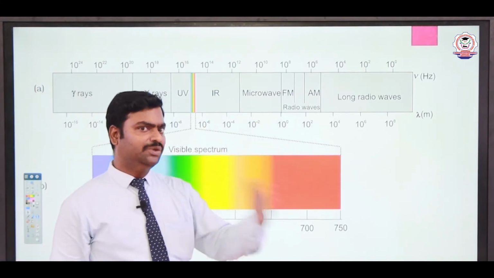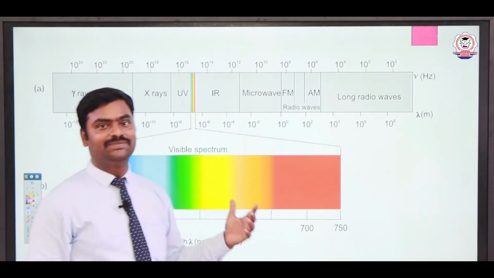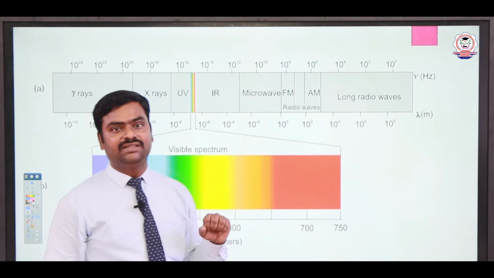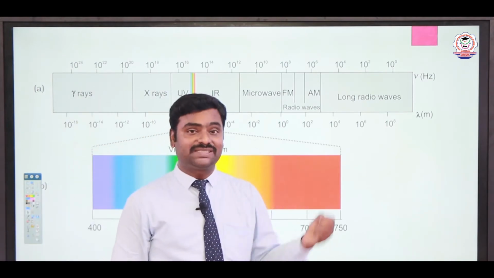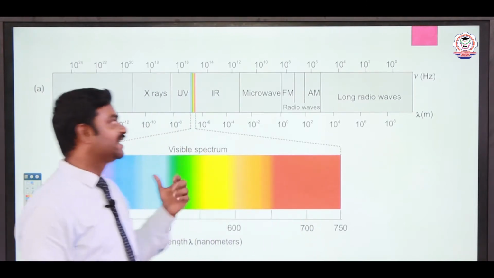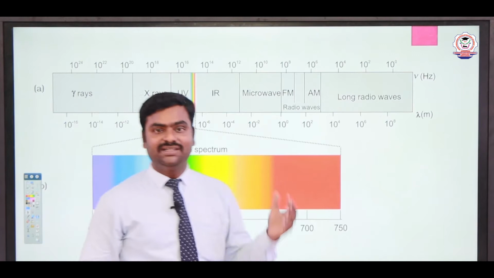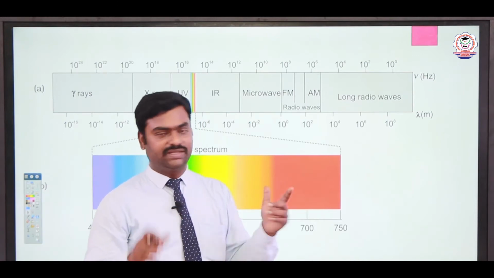So what are the uses of this electromagnetic radiation? Gamma rays, is there any use? Yes. We use them to identify the structure of distant planets, what elements are present in the distant planets. Next one, X-ray, identifying the structure of our bone. If any fracture happened in our bone, we can use X-ray.